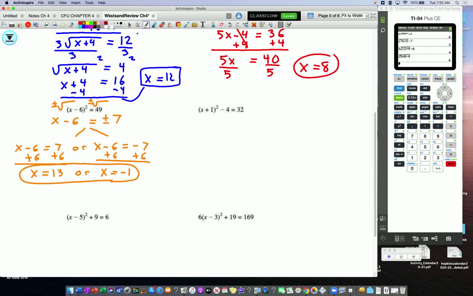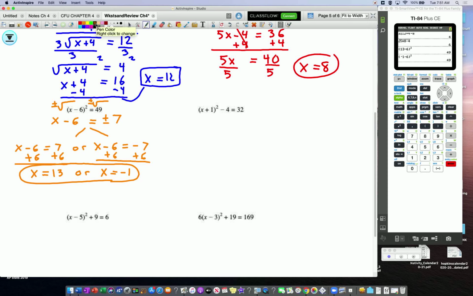Now I can always check. So parentheses, 13 minus 6, close parentheses squared. When I hit enter, this better equal 49. And it does. Check the other one, negative 1 minus 6 quantity squared. Hit enter, and I also get 49. All right, that takes care of that one. Let's move to the next one here.